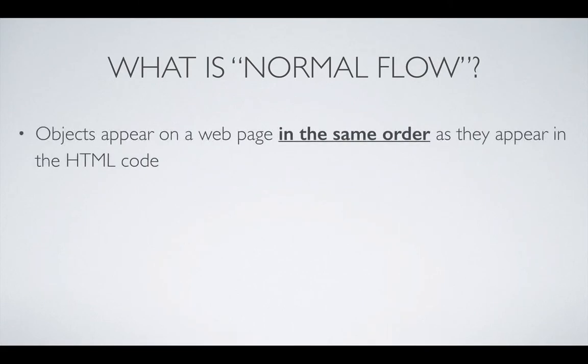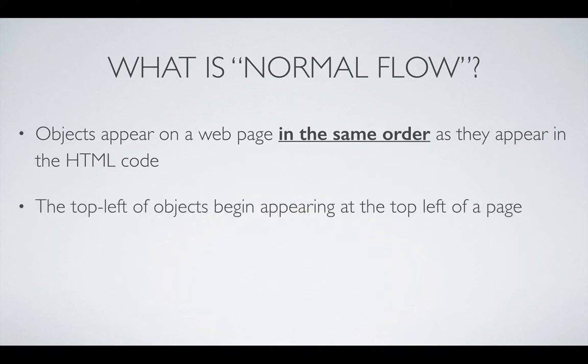It says that objects which appear on a web page will appear in the same order as they appear in the code. So if an object is in the HTML code first, it will appear on the web page first. The second object in the code will appear second on the web page. Now, this happens starting from the top left. It starts at the top left of the page, and it starts with the top left of the object. So if you place an object first on a web page, the top left of that object will appear in the top left of the page.